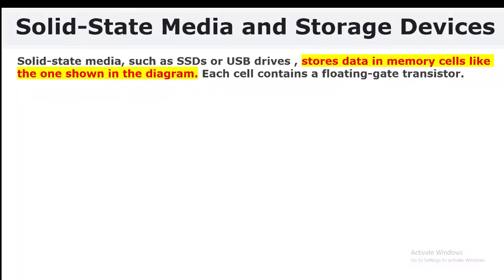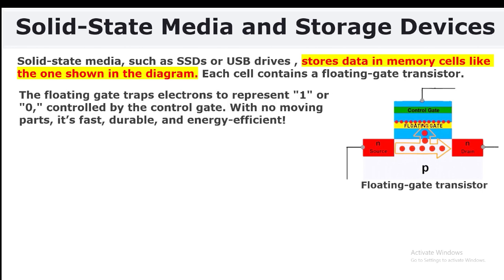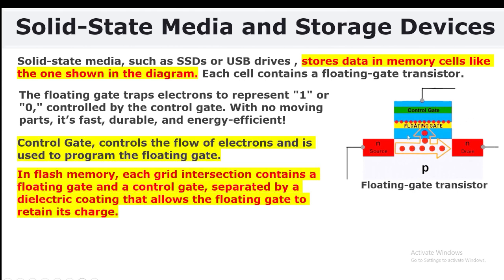Now, solid state media such as SSDs and USB drives store data in memory cells, all right, just like the one here. And each cell contains what is referred to as a floating gate transistor. So this is a typical diagram of a floating gate transistor, where we have the control gate and the floating gate. The control gate controls the flow of electrons, and it is used to program the floating gate.